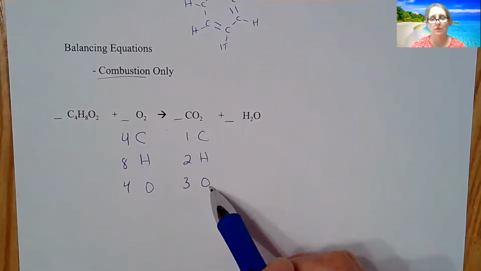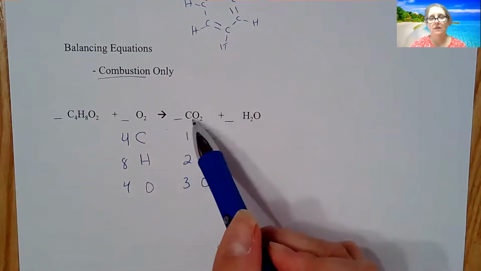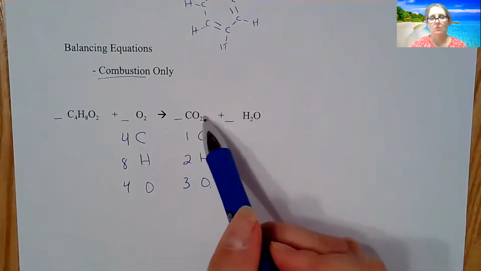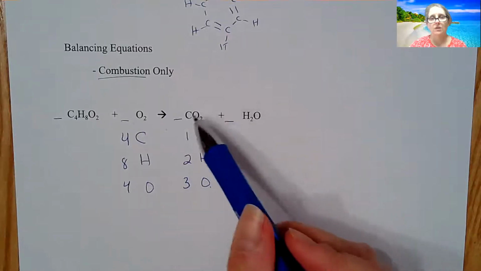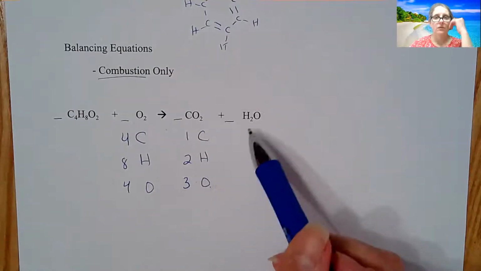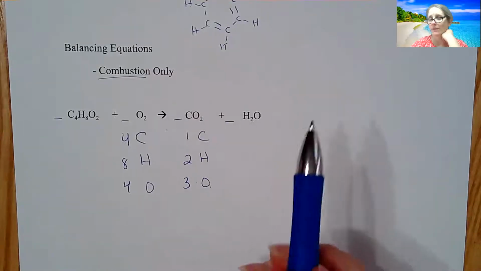Well, why do I have to do that? Well, if I look at my products, CO2 and water, this is the only place carbon can go, and this is the only place hydrogen can go, but oxygen goes for both. So if I put a coefficient, it's going to change how many oxygens are there. So that's why I want to wait for oxygen till the very end of my balancing.